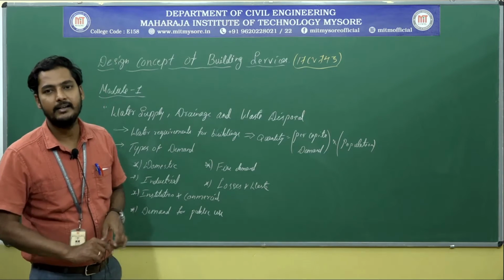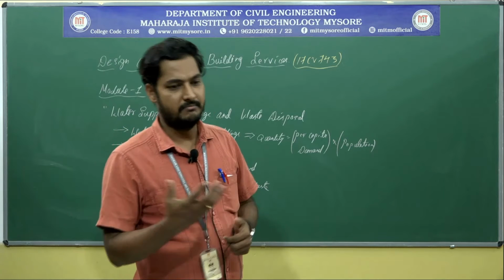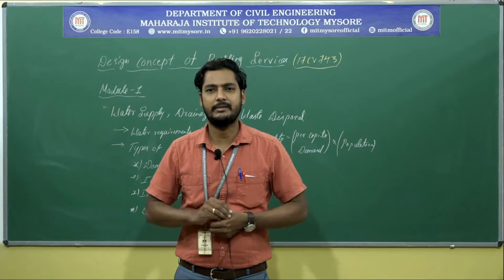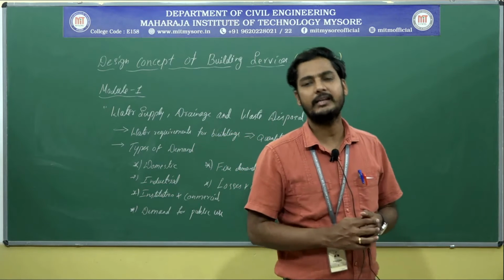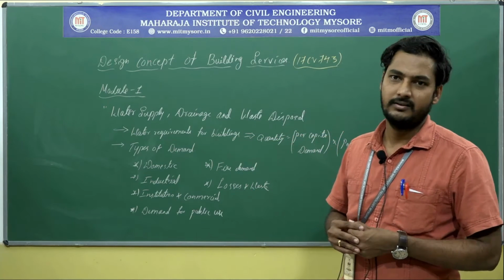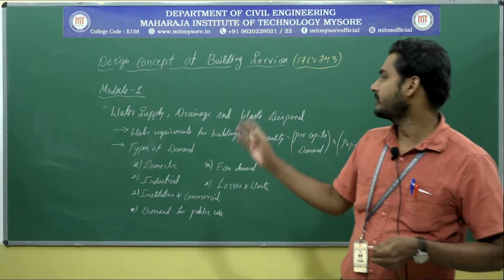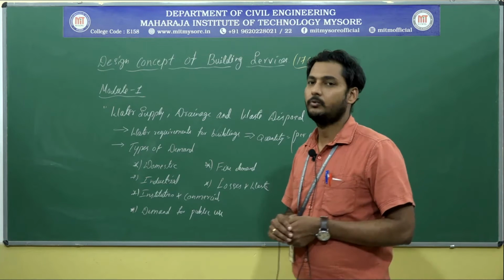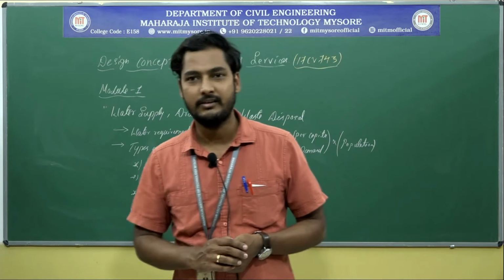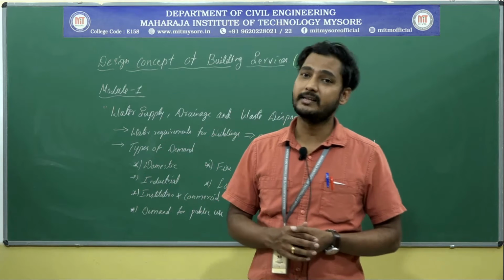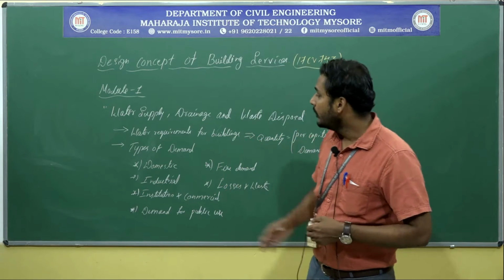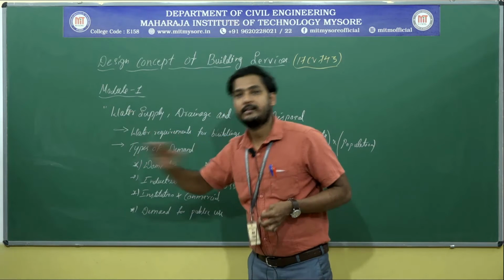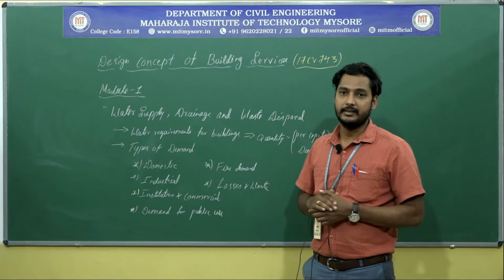The foremost important thing is water supply. First we need to understand that water is the main thing required for human beings. After air, water is the second most important thing in this world. Without water, humans can't survive, even animals can't survive. So how to give a suitable water supply to the public is a very important thing.